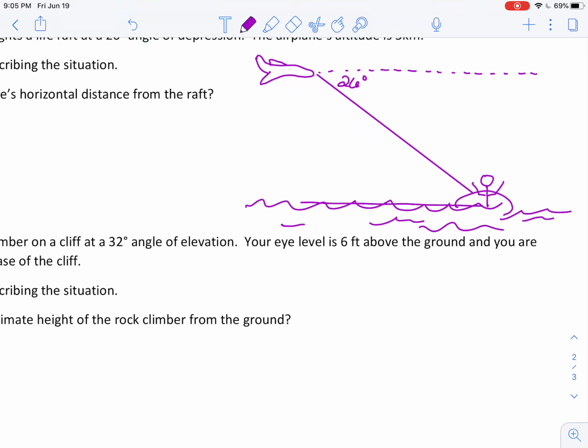The convenient thing, this horizontal distance here, up, meaning if the life raft wanted to see the airplane, it's also 26 degrees. And the reason I mention that is, this is all well and good to label a plane and a raft and whatever, but if you don't have the right triangle, there's not a lot you can do. You have to have a right triangle.